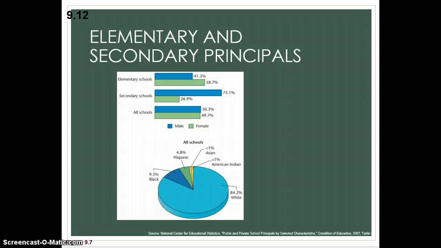Most elementary school principals are women, most secondary school principals are men, but it's about half and half overall. In all schools, you see 84% of principals being white. That's about the same amount of teachers. So it doesn't reflect the student population, but it's similar to the teacher population.